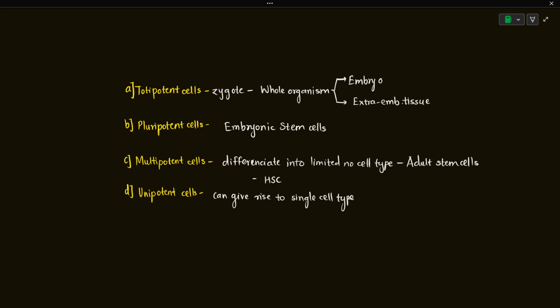Unipotent cells can renew themselves, or the daughter cells of unipotent stem cells can differentiate into a single cell type. So only a single cell lineage is going to result from the unipotent stem cell division. The example is muscle stem cells, which are going to give rise to only muscle cells. So these are the different types of stem cells that are found in an individual at different stages of development.